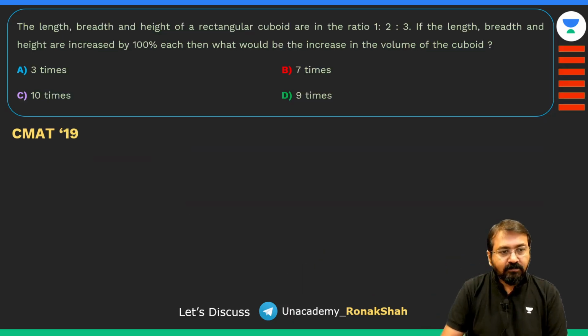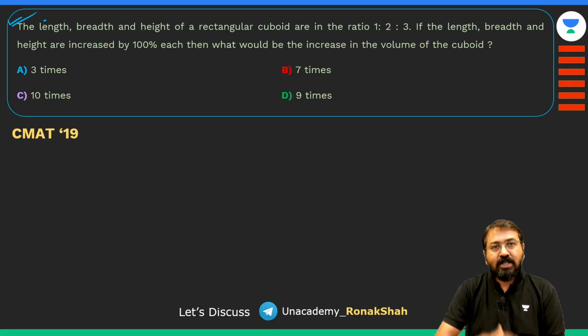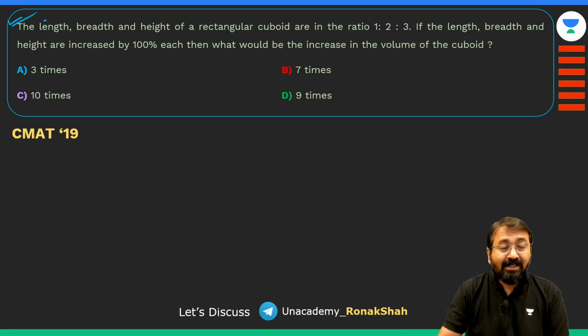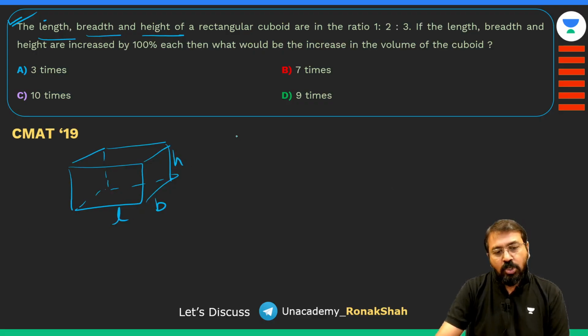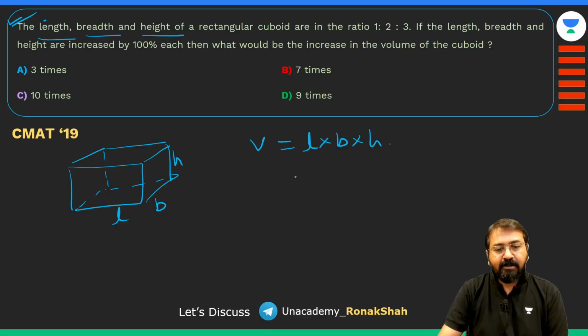Okay. Chalo, let's look at this question, and this question is once again like an insult to our intelligence. What is this question? The length, breadth and height of a rectangular cuboid box. So we know a rectangular cuboid box is something like this. This is how it looks. It has length L, breadth B and height H. So what is the volume of the box? It will be L into B into H, right?